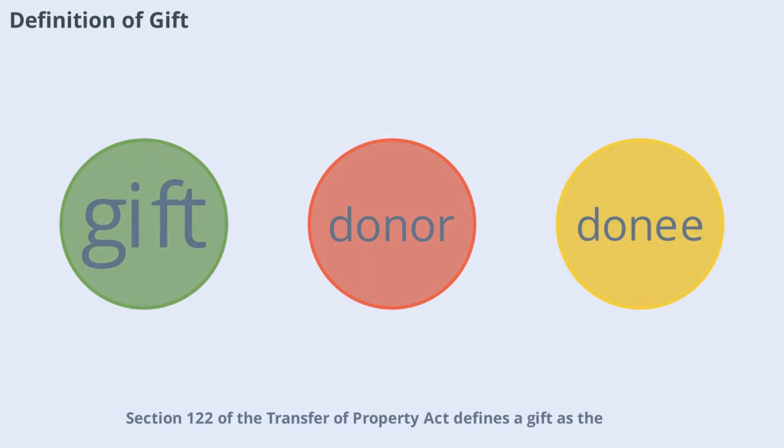Section 122 of the Transfer of Property Act defines a gift as the transfer of certain existing movable or immovable property made voluntarily and without consideration, and accepted by or on behalf of the donee. The person making the gift is the donor, and the recipient is the donee. Acceptance is crucial for the validity of the gift, and it must occur during the donor's lifetime while the donor is capable of giving the property. If the donee dies before acceptance, the gift is void. This foundational definition sets the stage for understanding the legal requirements and implications of gifting property.